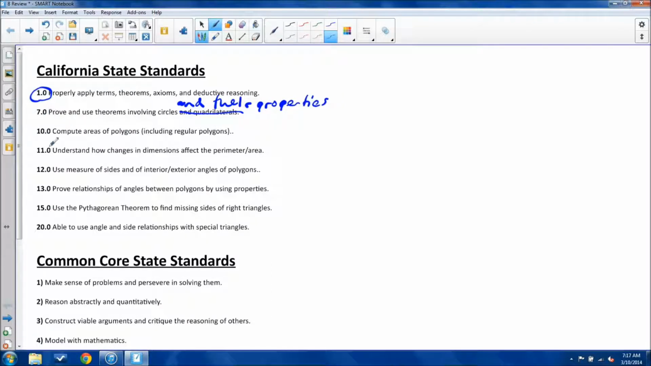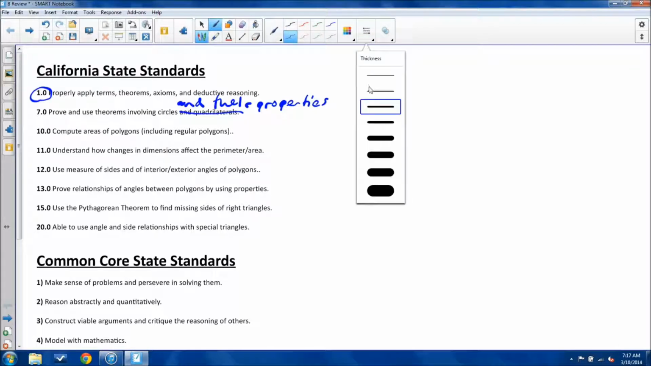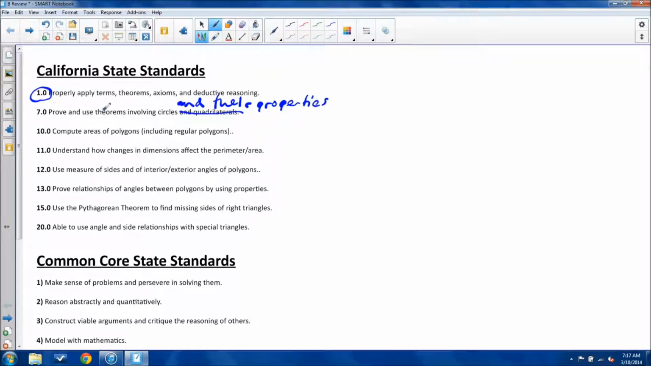I'm actually going to jump around these numbers here and find the best order that I think fits this most appropriately. So I won't go straight up in order, because I'm going to do circles last, 7.0 last. Let's start with 1.0: properly applied terms, theorems, axioms, and deductive reasoning. And there's not going to be so much in terms of theorems this time around. In fact, I can't really think of many theorems that we've even talked about. Most of it's going to be the new terms you've learned, how they come into play, etc.